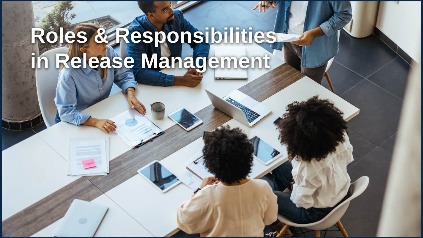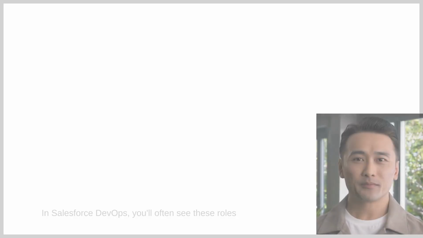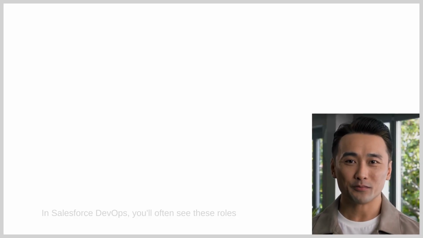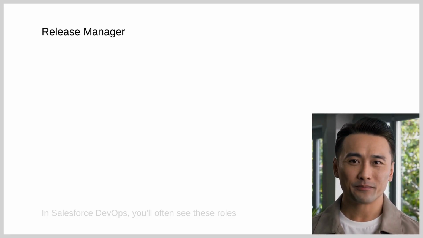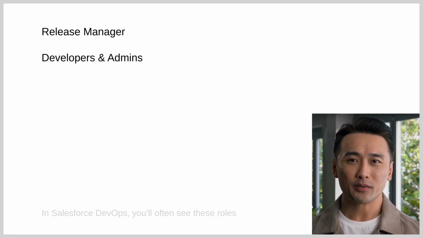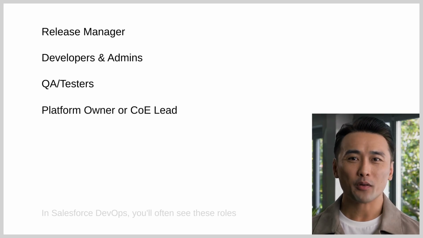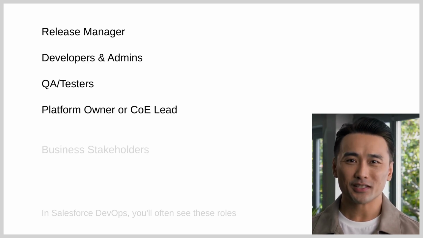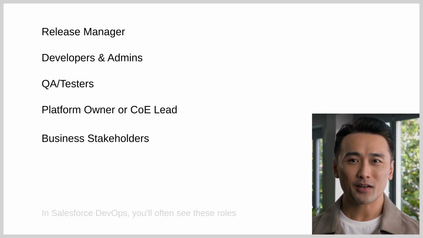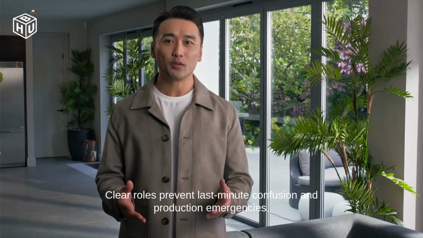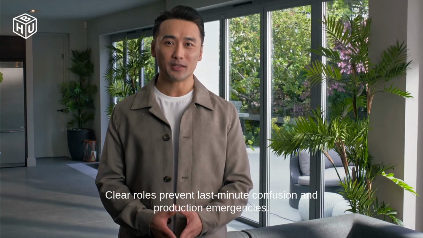Next, let's talk about who does what. In Salesforce DevOps, you'll often see these roles. The release manager. They orchestrate the release pipeline. Developers and admins are the ones building features, fixing bugs, and often building the architecture of the software. QA testers validate quality before deployment. Platform owner or COE lead ensures alignment with enterprise standards. Business stakeholders approve changes where necessary. Clear roles prevent last-minute confusion and production emergencies.